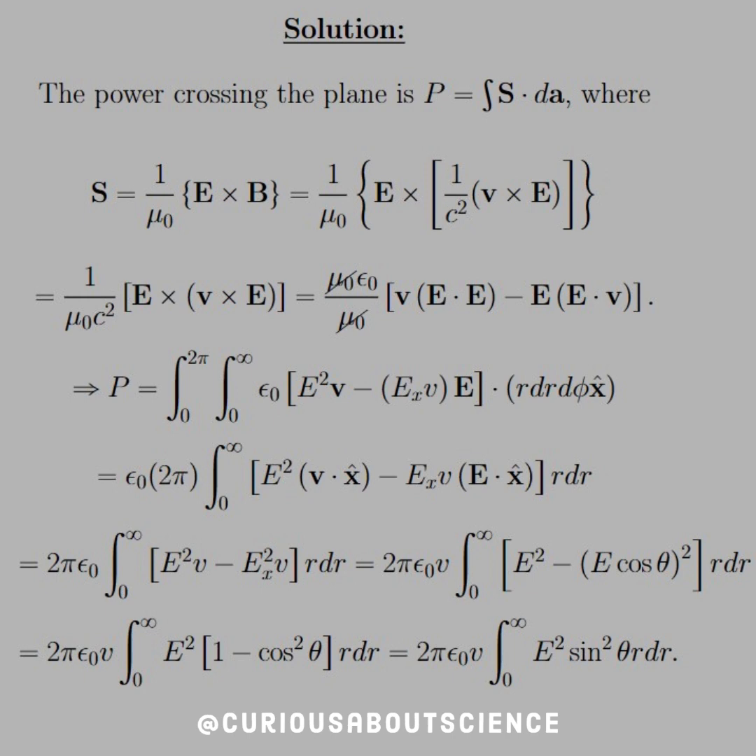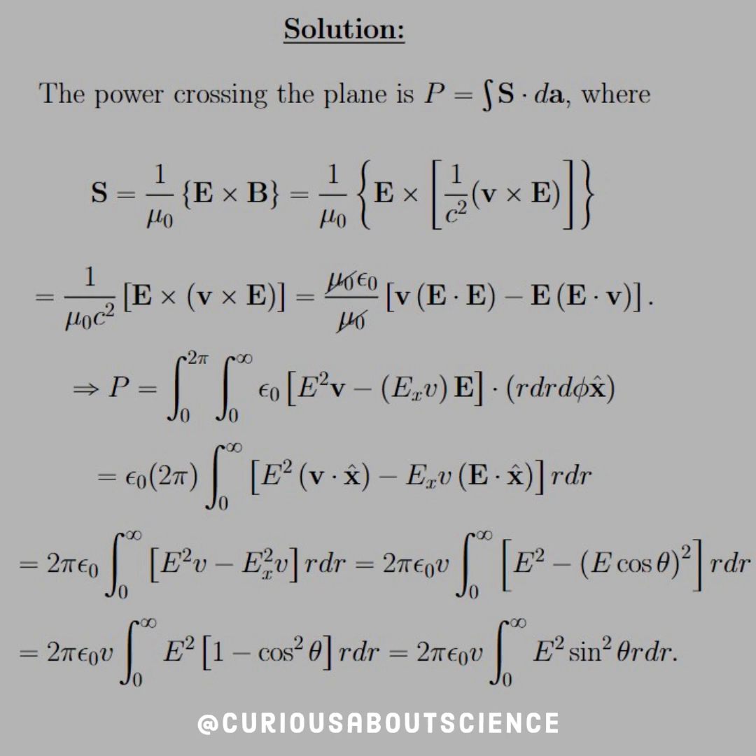So if we're looking at the plane, we go from 0 to 2 pi because we're on the circle, and R can extend from 0 to infinity. Okay, here we have epsilon naught, E squared V minus, now the velocity is only traveling in the x direction, so we only need the x component of the E field in the dot product. Hence we get E squared V minus E_x V, E dotted with the dA, which is R dR dphi in the x hat direction.